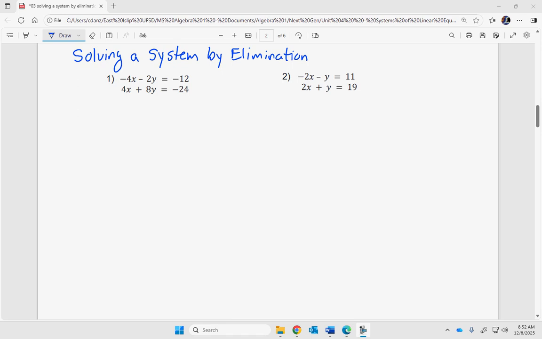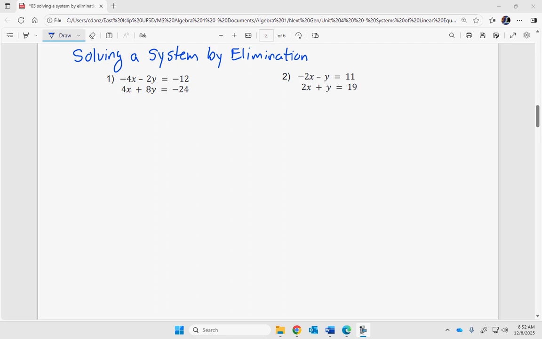So just a quick video, guys, about solving a system by elimination. So I am on page 15 in your workbook, and I will be doing both number 1 and number 2. Elimination is exactly what it sounds like. We will eliminate one of the variables.